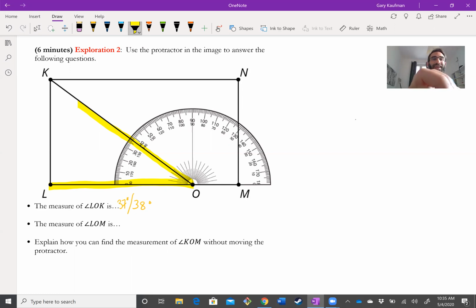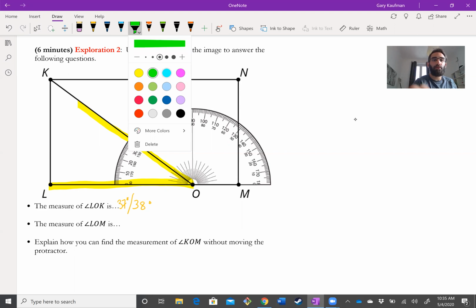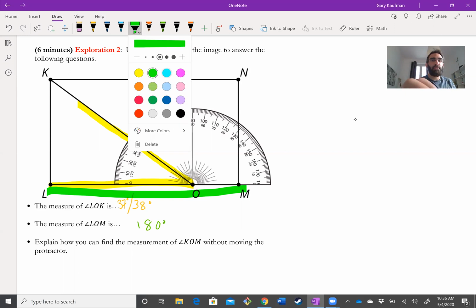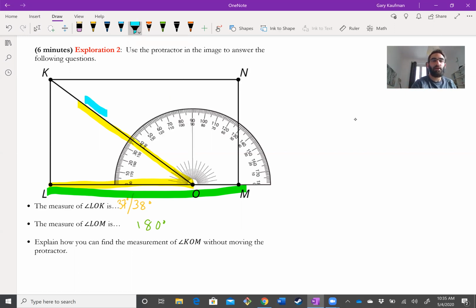Now, if we go to LOM, let's check out LOM. Well, that's a straight angle. That's 180. And then we're asked to find KOM. Well, we can actually use this same logic and see that the yellow and the blue make up a full straight angle.